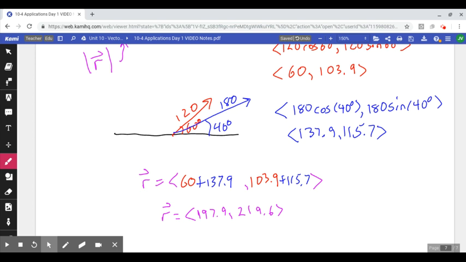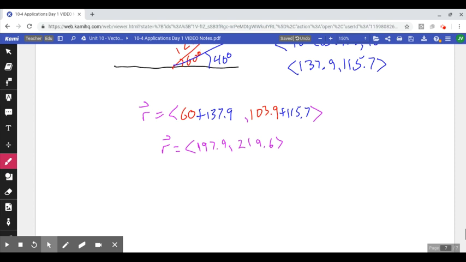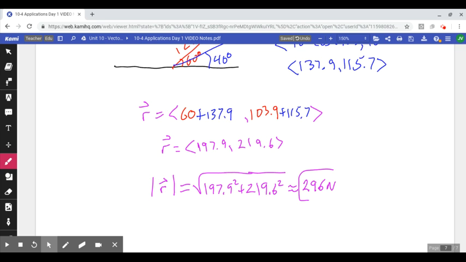Now what we actually want to do here is find the magnitude of r. So if we find the magnitude of vector r, the x and the y components are just two legs of a right triangle. So we can take the square root of 197.9 squared plus 219.6 squared. Take a moment, of course, to pause the video when you need to, and you can type this in your calculator. And without further ado, you should get about 296 newtons for your force.